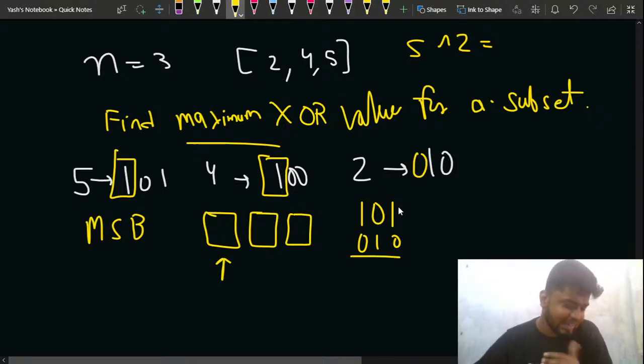because in a particular bit, the ith bit is set in 5 and the ith bit is not set in 2, or you can say this bit is set in 2 but this bit is not set in 5, right?